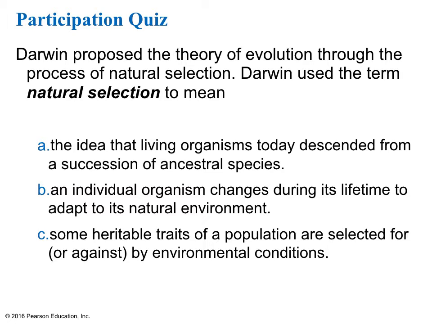And then finally, C, some heritable traits of a population are selected for or against by the environmental conditions. So this is what natural selection is. Natural selection is an environmental condition that selects for a trait, in our example, dry seasons leading to larger beak size required for cracking seeds. And so that would be the correct answer for this question.